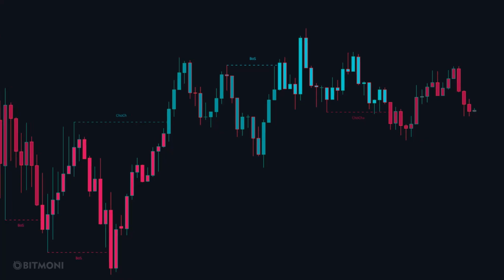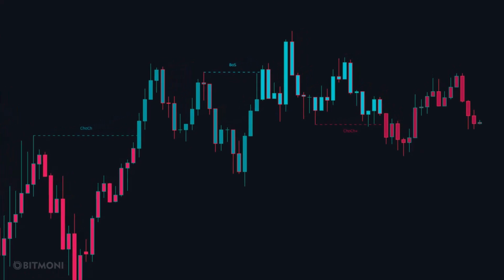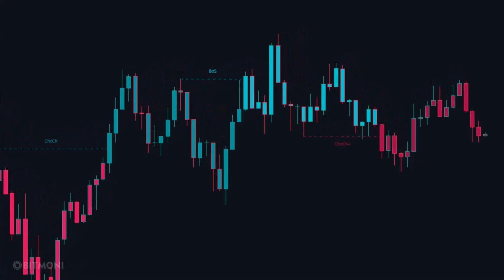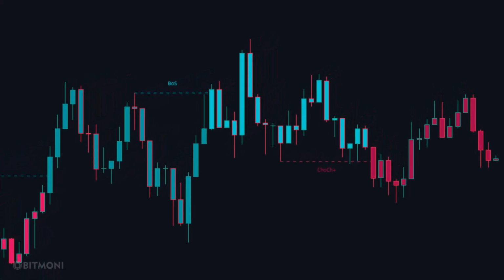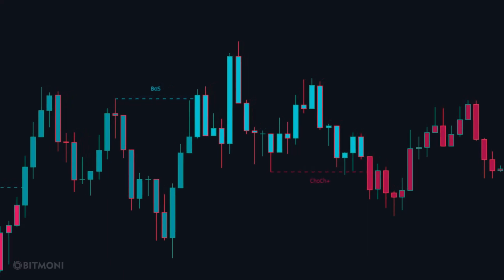By automatically plotting these structural elements, the Smart Money Toolkit offers traders a clear, real-time view of structural shifts, significantly enhancing market structure analysis and decision-making.